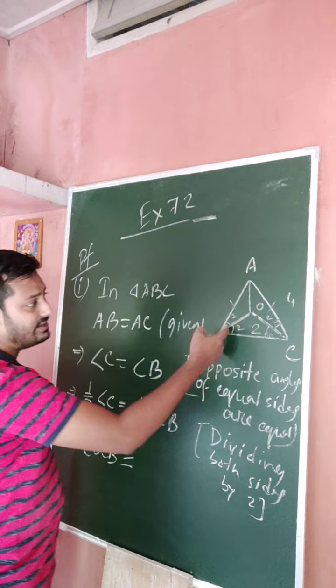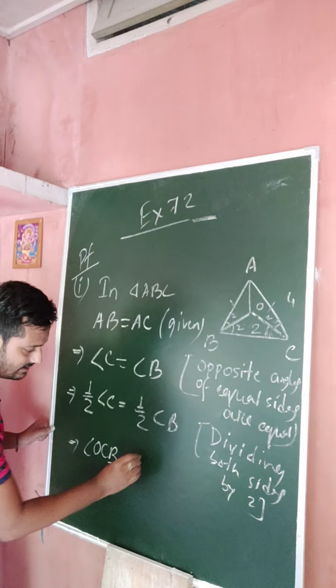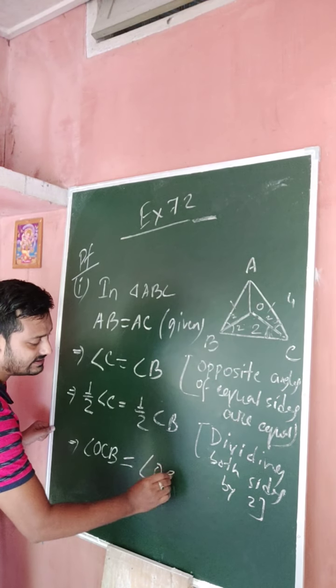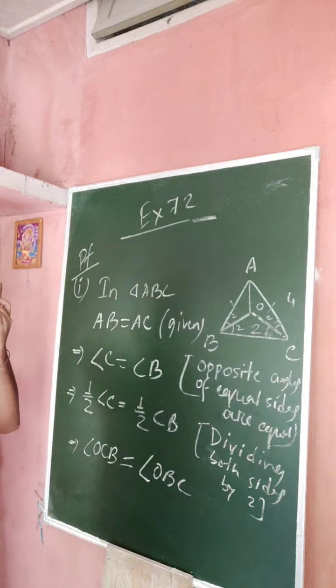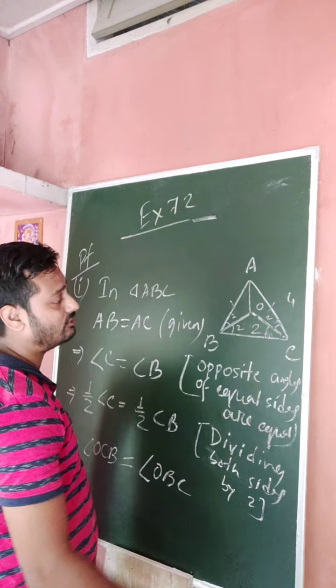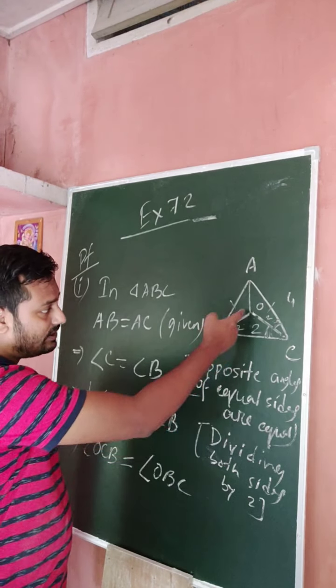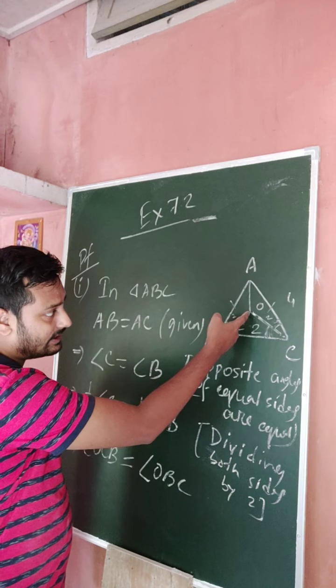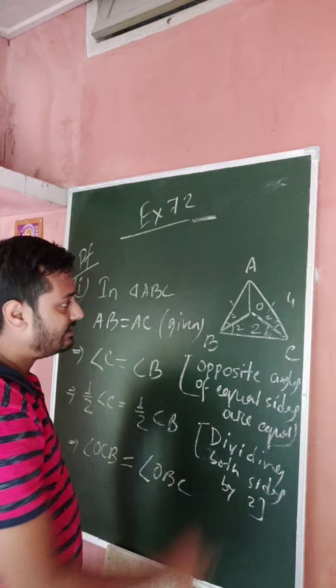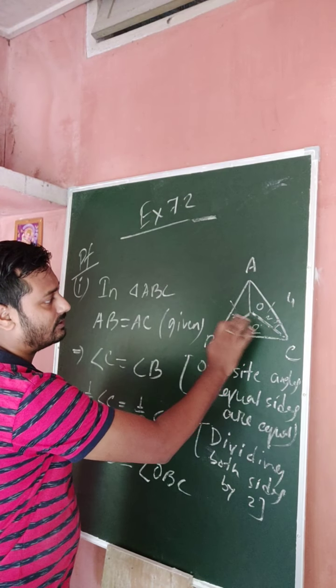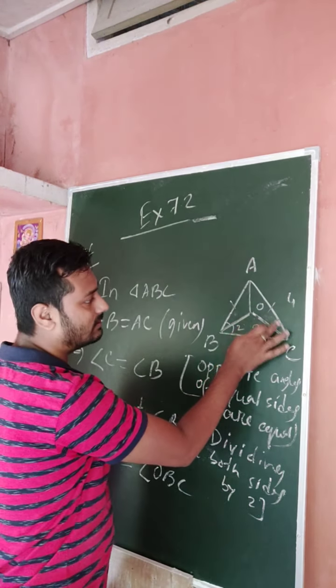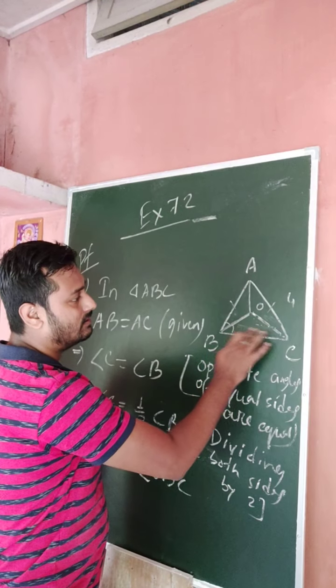And half of B you can write angle OBC. And why do we write OCB and OBC, not taking OBA and OCA? Because our target is to prove OB equal to OC, and you can prove OB equal to OC whenever you take the triangle OBC. That is why we take these two angles. Okay, don't get confused with this one. I am again repeating this one.